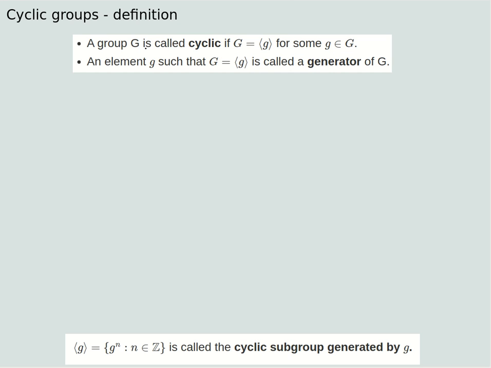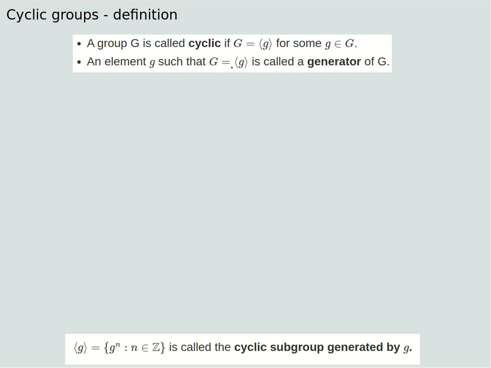It's cyclic when it's equal to the cyclic subgroup generated by one of its elements, and an element little g such that G is equal to the cyclic subgroup generated by g is called a generator of G. So in a cyclic group there is at least one generator, but if you look at a general element, maybe it is a generator, maybe it isn't. So some elements will be generators and some elements will not be generators.